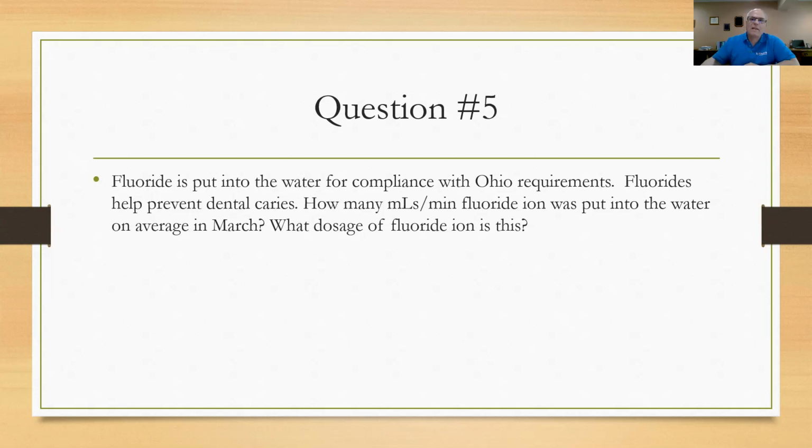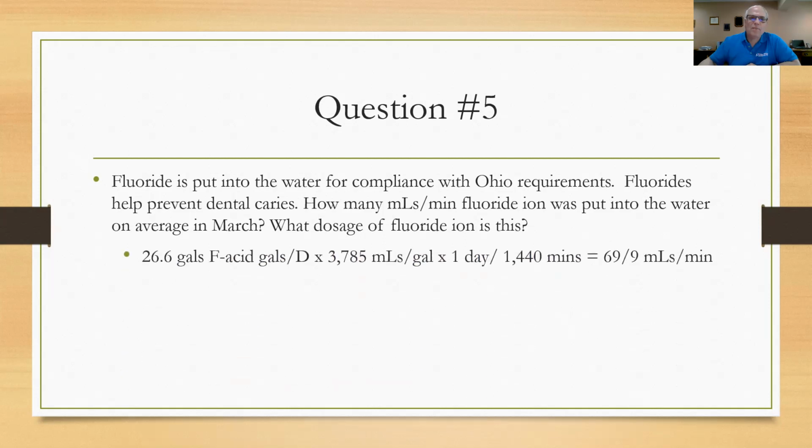So we go back into the tables and dig out this information. We see that we use 26.6 gallons of F acid per day. I'm going to multiply that by 3,785 milliliters per gallon and divide by 1,440 minutes. And I see that I use 69.9 milliliters per minute. Sorry about that decimal point there.